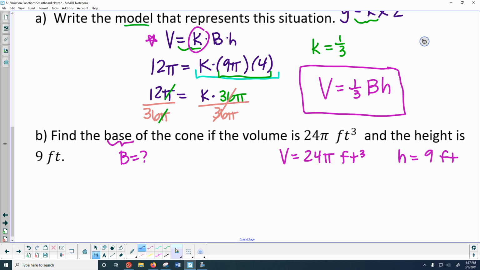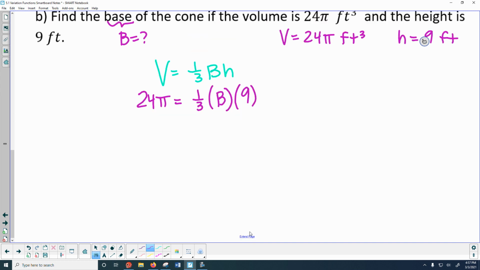So taking our equation from up above, I'll rewrite it right here. V is equal to 1/3 times capital B times H. We're going to sub in V, 24 pi, not the feet cubed, that's just our unit, is equal to 1/3 times the base. Well, I don't know B. And the height is 9, again, its unit is feet. So let's solve this for B, and then we'll put units after we have it.